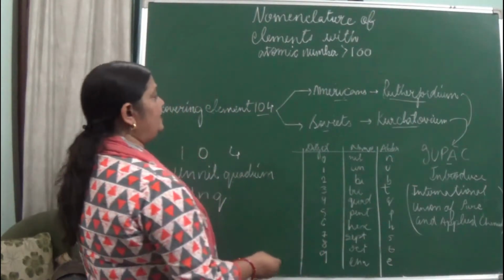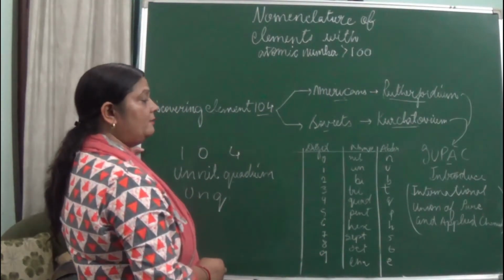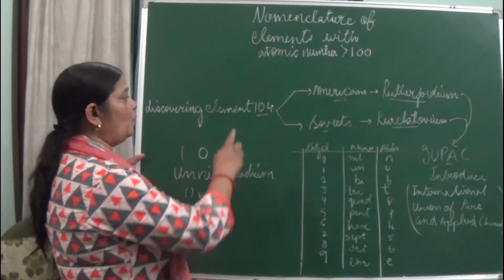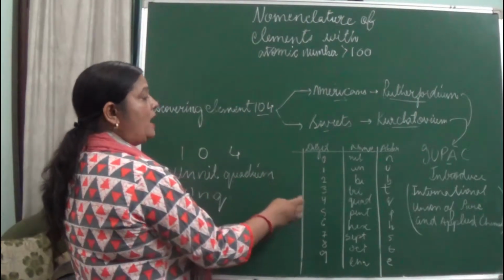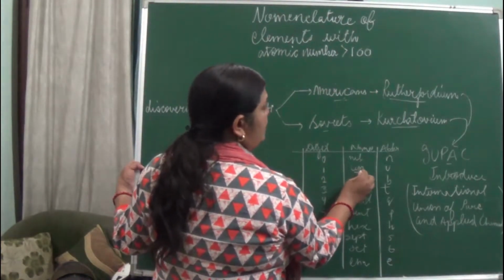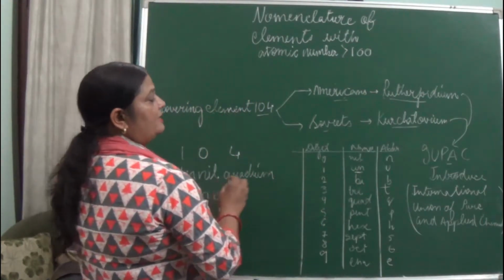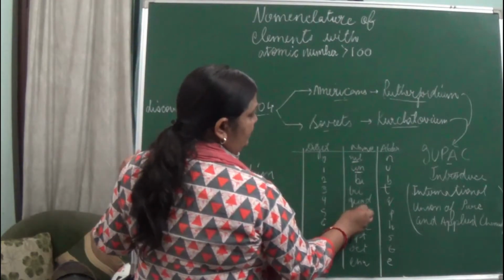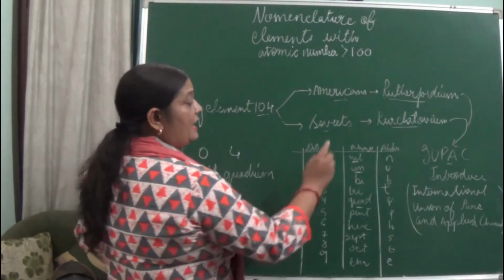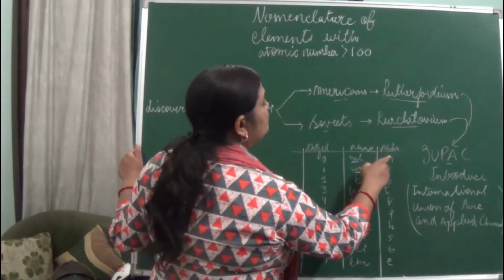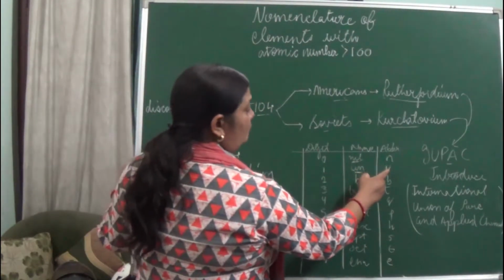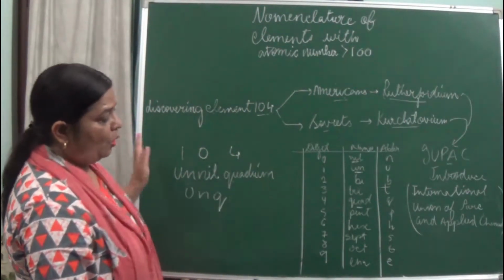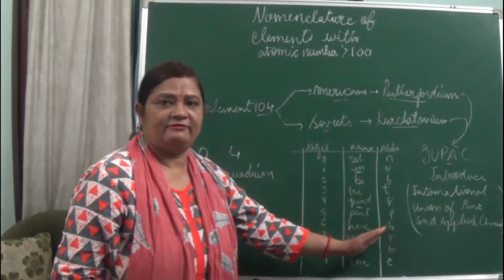For example, if we take element 104, how will we name this element? 104 means 1, 0 and 4. For 1, the name given is un. For 0, it is nil. And for 4, it is quad. You can see over here, and symbols are also there. For nil it is small n, for un it is U, and for quad it is Q. All are written in small letters.